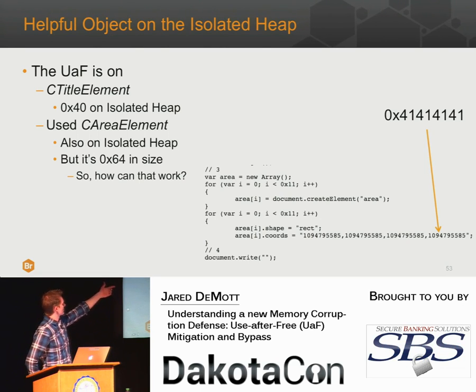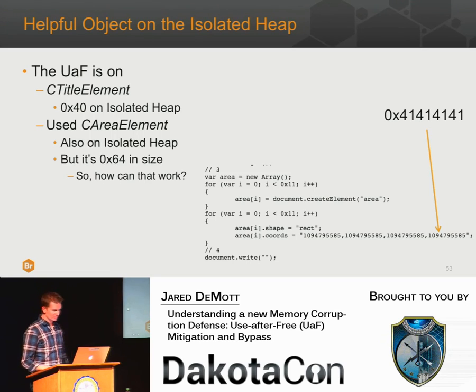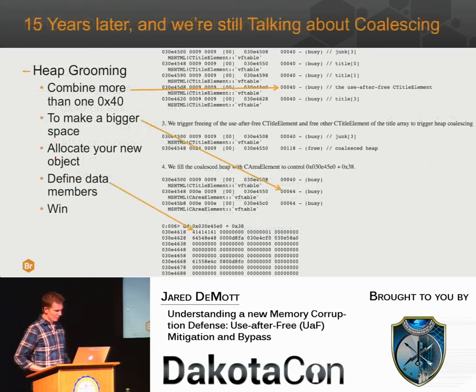The object is one of these area objects, so you just do document.createElement area, and then you set its shape to rectangle, and then you can set some coordinates, which is basically 41, 41, 41 in decimal. And the way that works is what's called coalescing, which is kind of an interesting thing that we've been talking about for about 15 years in the security industry.